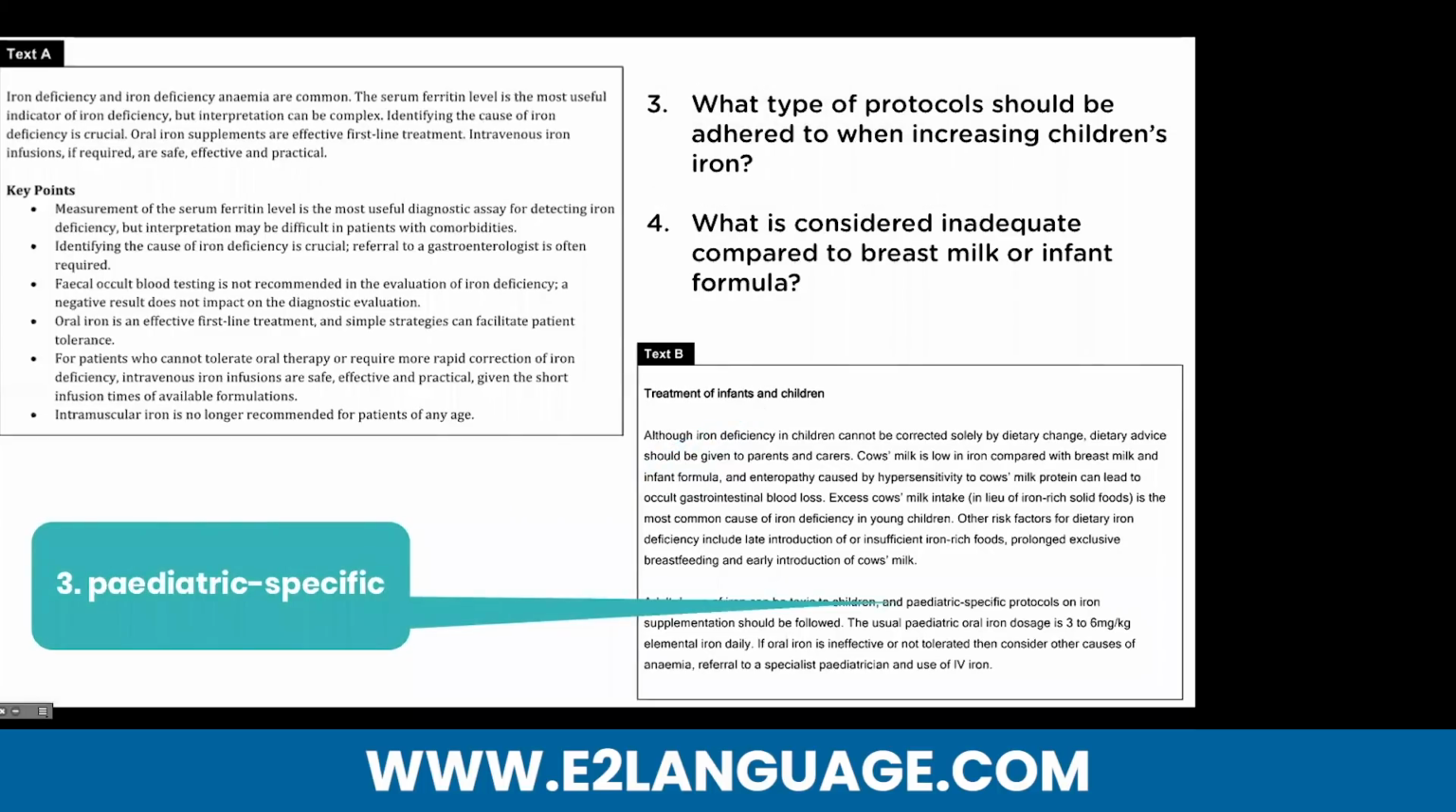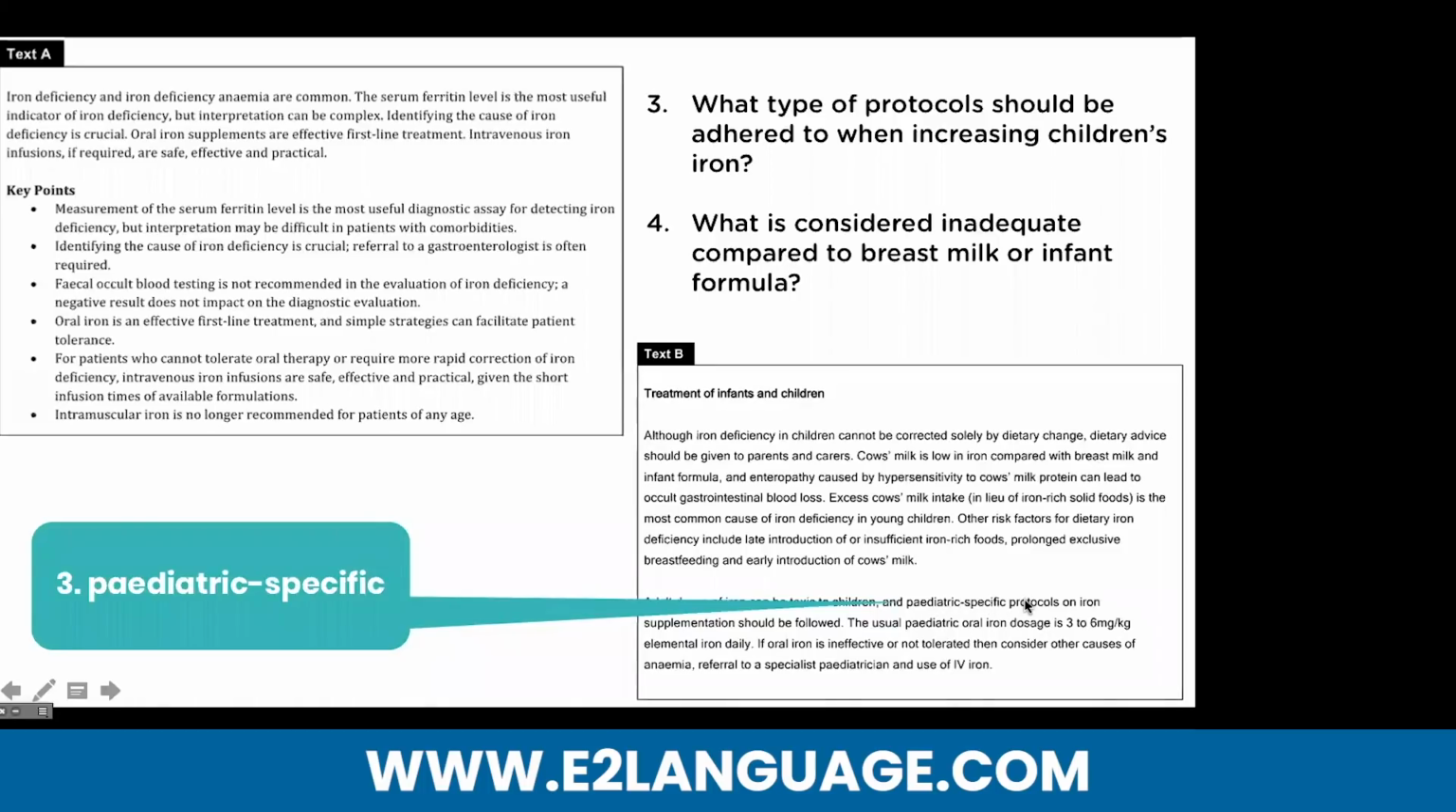Now, this is where it gets a little bit trickier. What type of protocols should be adhered to when increasing children's iron? First step, we know that we're looking in text B. We won't even bother looking in text A. We know that the answer to this will be found in text B. And we can see specifically down here, protocols on iron supplementation should be followed. What protocols should be adhered to or followed when increasing children's iron? The answer there is pediatric-specific. You could write pediatric-specific protocols, that would also be considered correct. But the answer here is pediatric-specific.